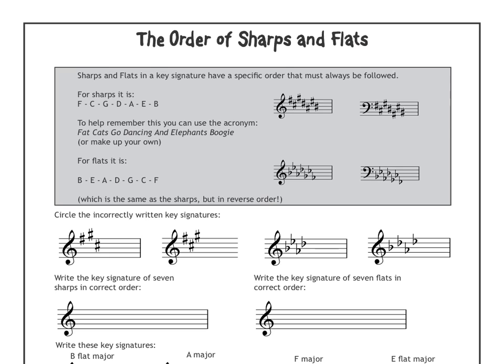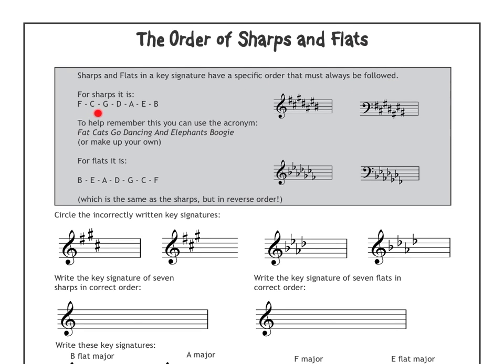Now, that's the first step. The next step is knowing the order of sharps and flats. You can't just choose any random sharps or any random flats to put in your key signature. There has to be specific ones. So, that's what this lesson is for. Sharps and flats in a key signature have a specific order that must always be followed.